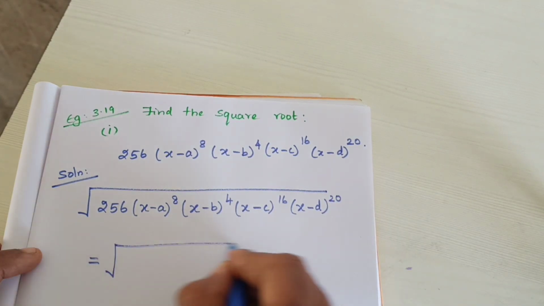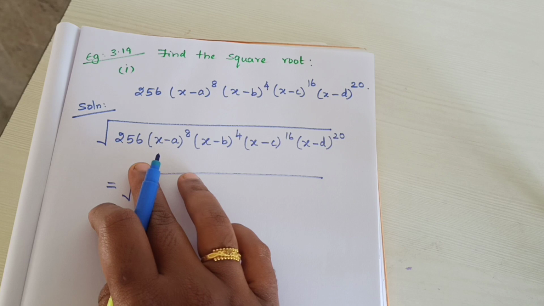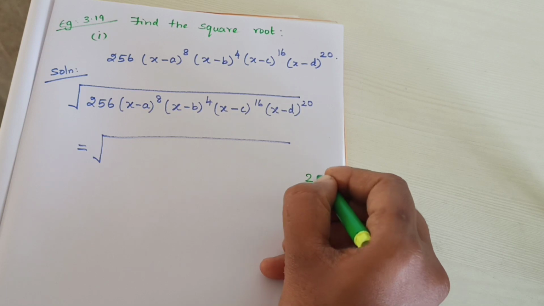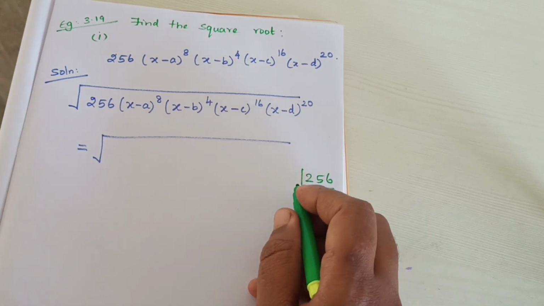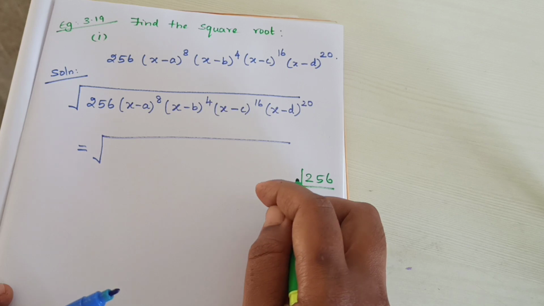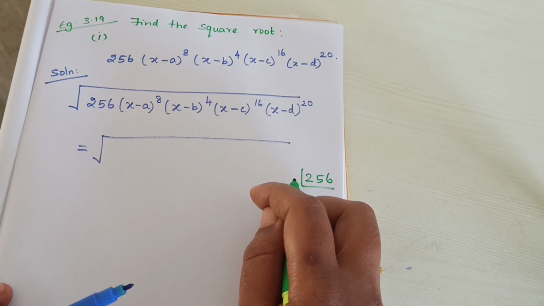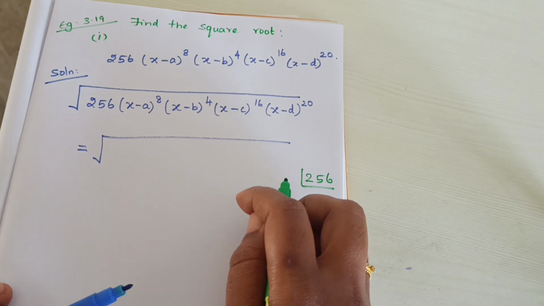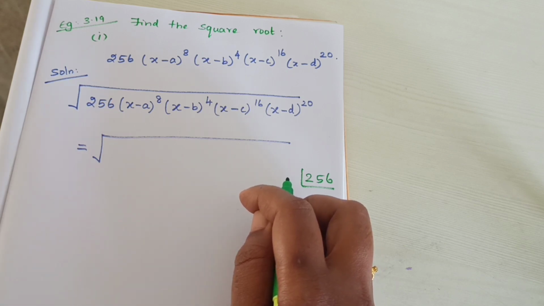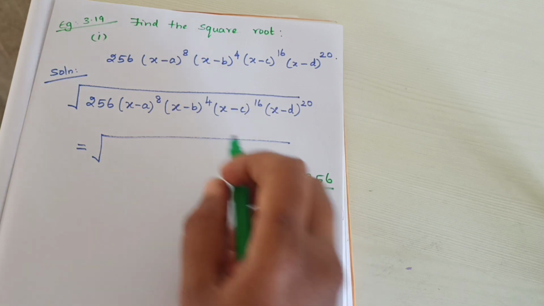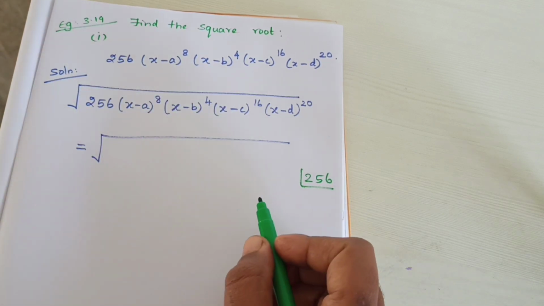which is equal to, how will you find the factors for this 256? Shall we factorize this? Prime factors. If you know the square table, easily you can find it: 1 square is 1, 2 square 4, 3 square 9, 4 square 16, 5 square 25, 6 square 36, 7 square 49, 8 square 64, 9 square 81, 10 square 100, 11 square 121, 12 square 144, 13 square 169, 14 square 196, 15 square 225 and 16 square is 256. If you know the square table, not at all a problem.